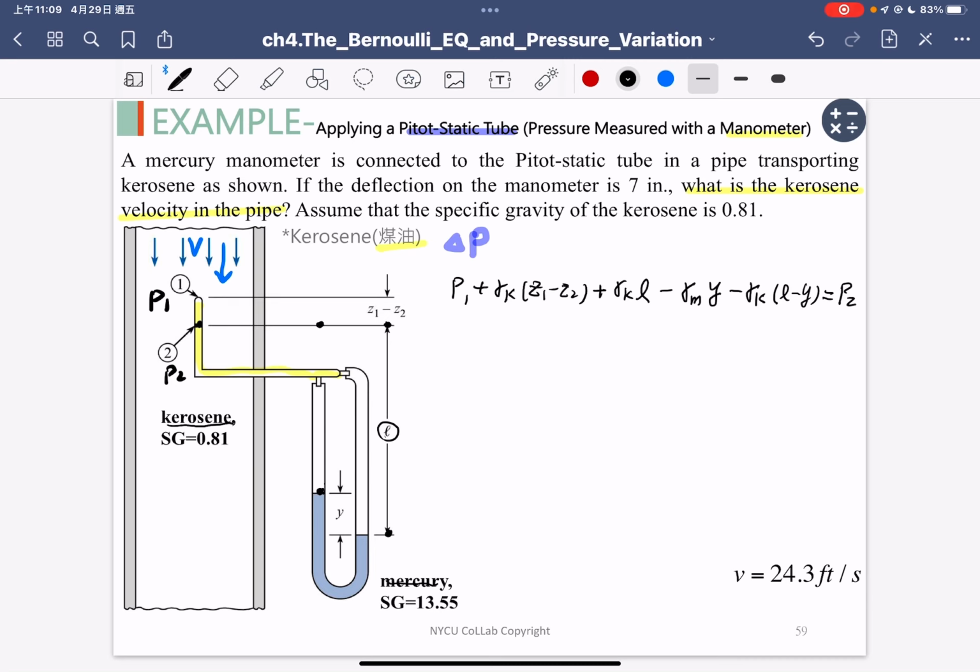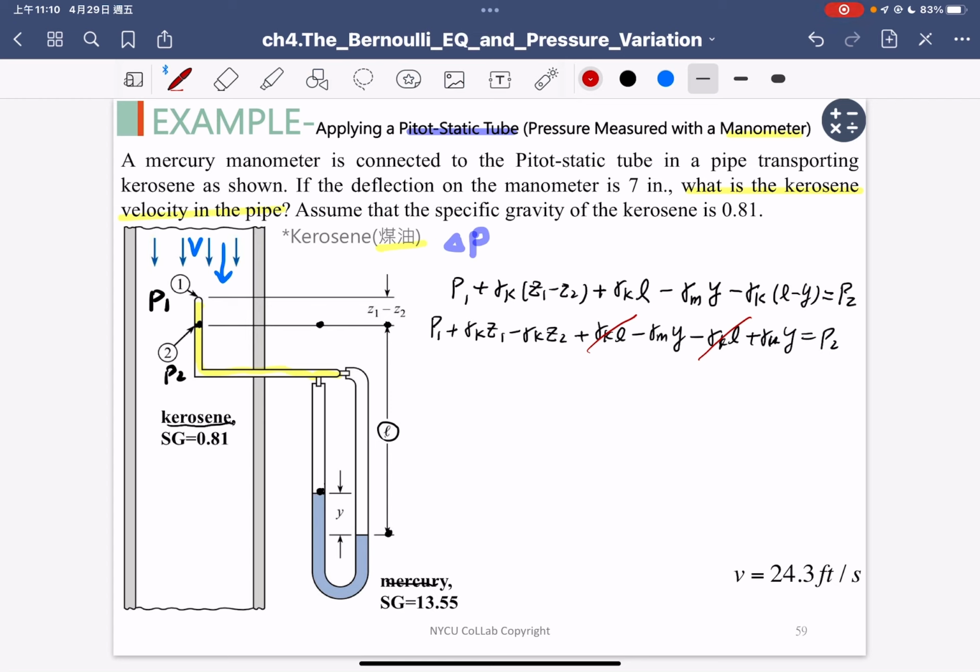So you just reorganize the equation here: P1 plus the gamma K Z1 minus the gamma K Z2 plus the gamma K L minus gamma M Y minus the gamma K L plus the gamma K Y will equal to the P2, right? Will equal to the P2. And then you can cancel out some same parameters. It's the gamma K L positive and here is the gamma K L negative, so you can cancel out.